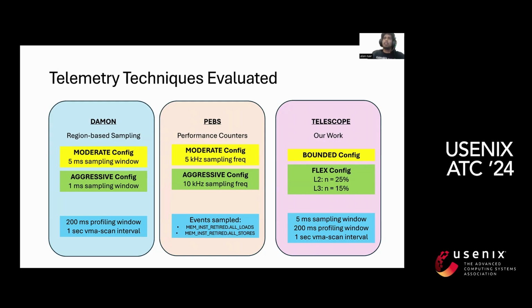We evaluate both the flex and the bounded variant of Telescope. And in flex, the error threshold by which a profiled page table entry may shoot over a region boundary is set to 25% at the second level of the page table and 15% at the third level. Both Damon and Telescope report regions every 200 milliseconds, while in PEBS, for each sample, we consider its underlying 2 MB region as touched, and we aggregate those every 200 milliseconds. For more details about the setup, I refer you to our paper, which is part of the proceedings.